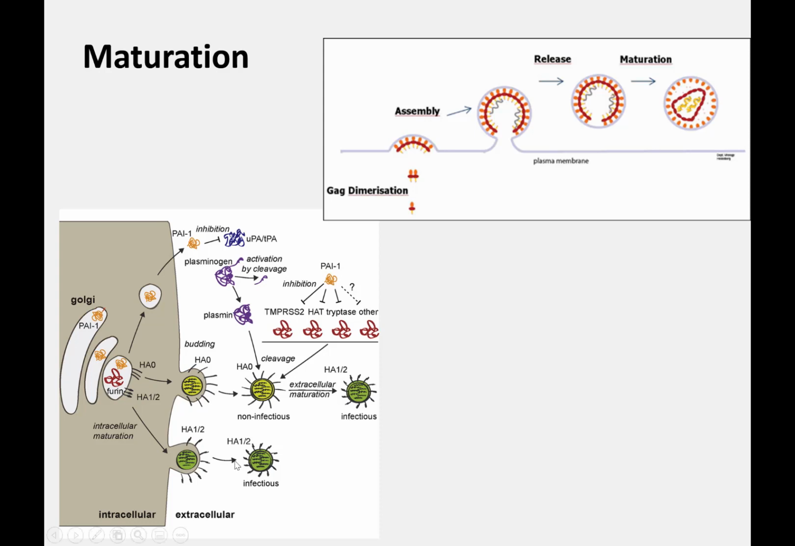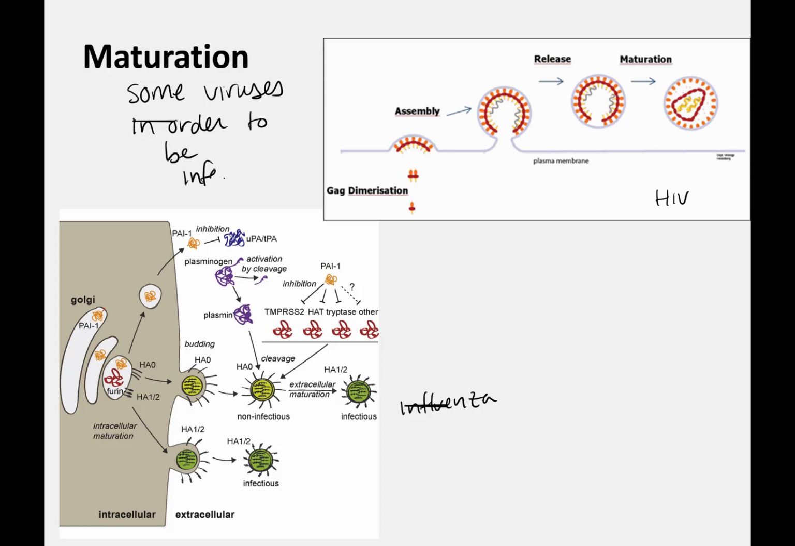Maturation is a step for some viruses. And all this means is that sometimes viruses have to go through one more step. This is an example of HIV. This is influenza. In order to be infectious, they may need to go through one more conformational change.